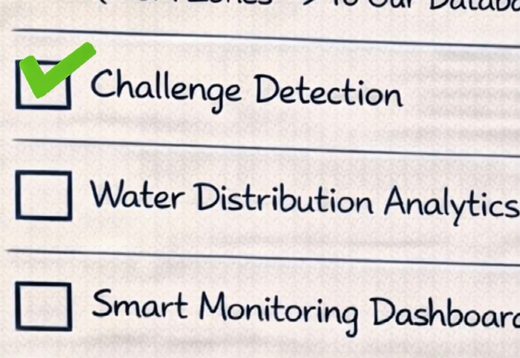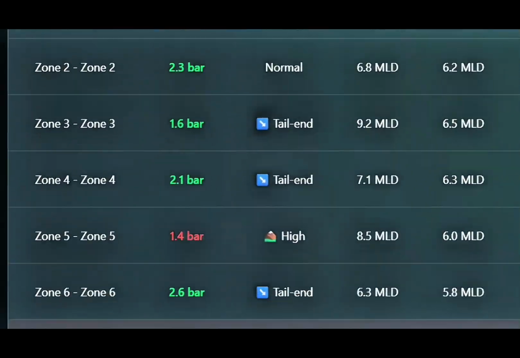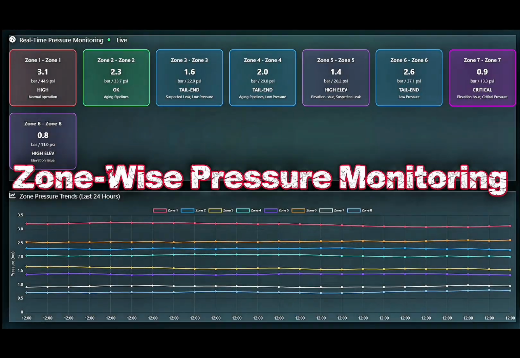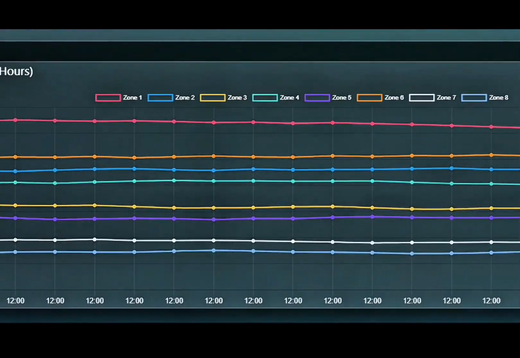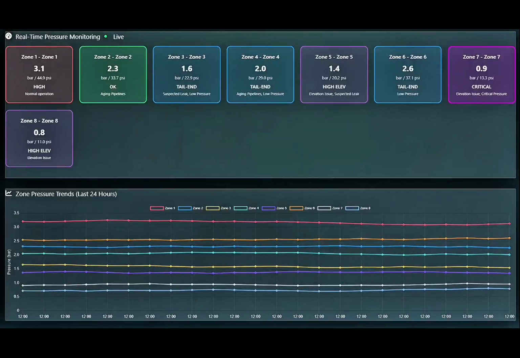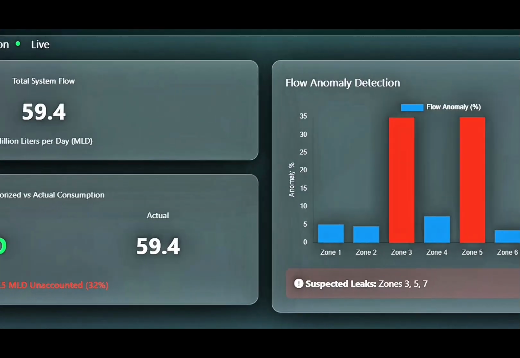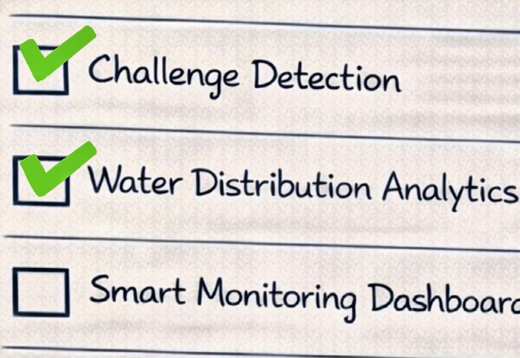Now we move to the third objective, water distribution analytics. A zone overview table provides instant zone level insights: pressure, flow, demand, issues, and recommended actions. Pressure trends highlight imbalance patterns, while flow comparison reveals possible leakage or unauthorized consumption. Pump performance and boost pressure analytics support operational efficiency. All issues are consolidated into a real-time alert panel for quick decision making. This creates a unified network-wide analytical framework. With this, the third objective is achieved.